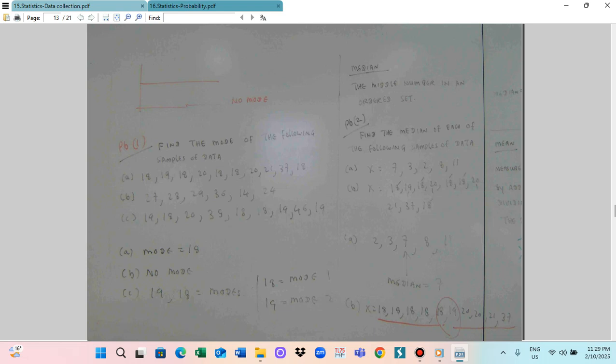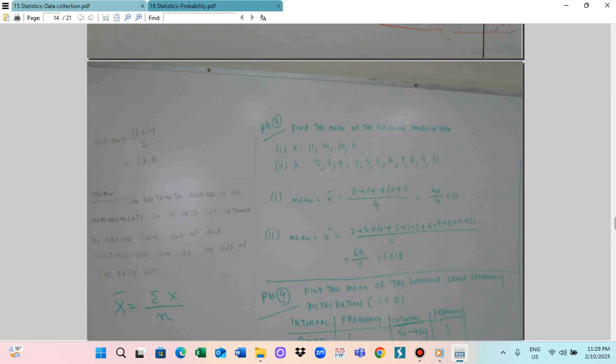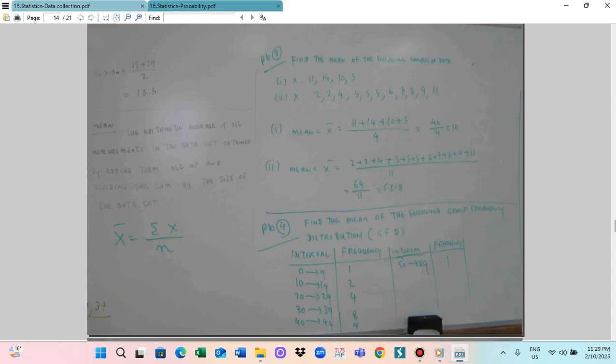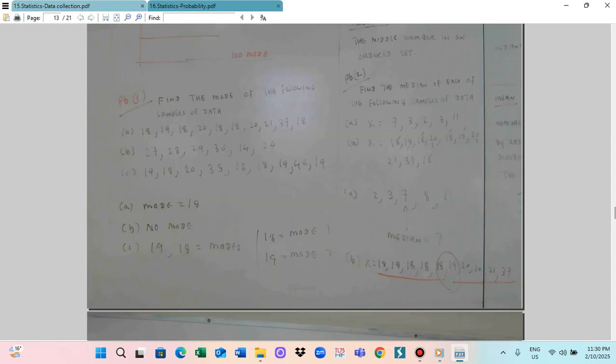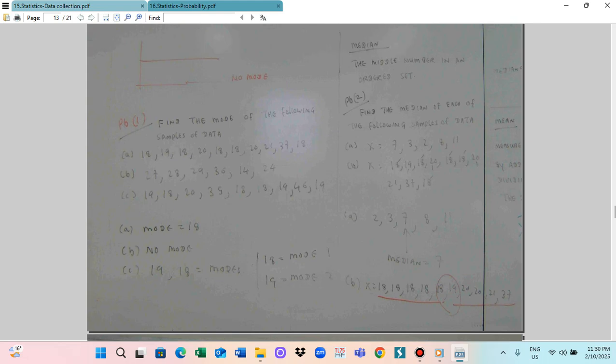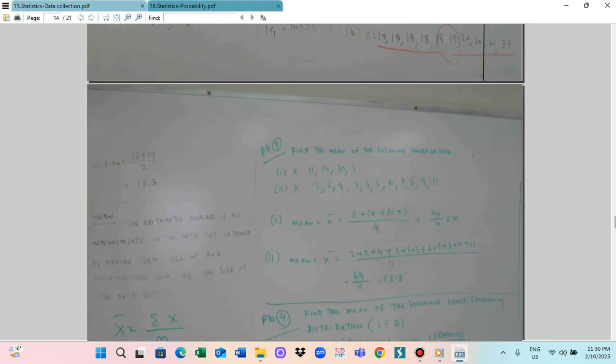Okay, let's follow one. Problem 2: you have to find the median of each of the following samples of data. So A is 7, 3, 2, 8, 11. We have to rearrange the data in either descending or ascending order. I will arrange from the smaller one to the bigger one. The smallest is 2, the second is 3, and then 7, 8, and 11. There are 5 data, so 7 will be the middle one. This is the median. Median is equal to 7.